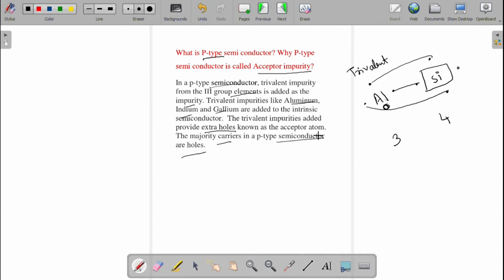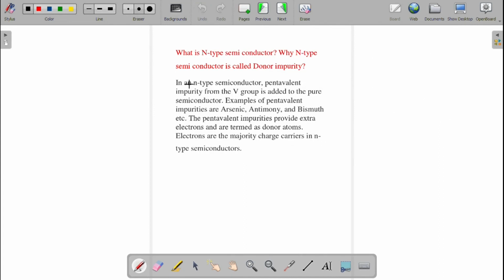Right? Next we are going to discuss the n-type semiconductor and donor impurity. The same thing. Consider the semiconductor silicon. Here 4 valence electrons are there and I am adding pentavalent impurities. Penta means 5. So pentavalent impurities, for example, arsenic, antimony, phosphorus, bismuth, etc.